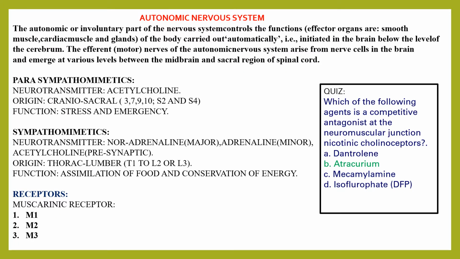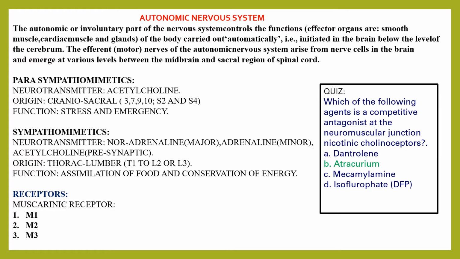In this video, we'll discuss an interesting topic, the autonomic nervous system. The autonomic or involuntary part of the nervous system controls the functions. Effector organs are the smooth muscles, cardiac muscles and glands of the body, which carry out functions automatically, that is initiated in the brain below the level of the cerebrum.